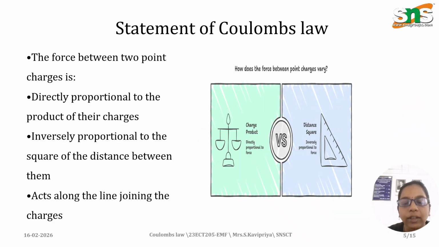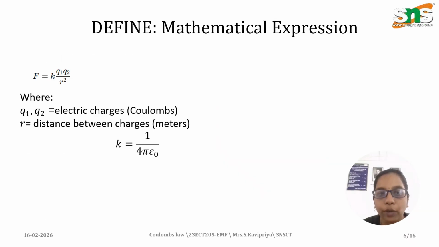According to Coulomb's law, the force between two point charges is directly proportional to the product of the charges and inversely proportional to the square of the distance between them. We represent the force as F. Considering two charges, Q1 and Q2, the force is directly proportional to Q1 Q2 and inversely proportional to the square of the distance between them. The distance between the point charges is taken as r, so it is inversely proportional to r square. So force is proportional to Q1 Q2 by r square.